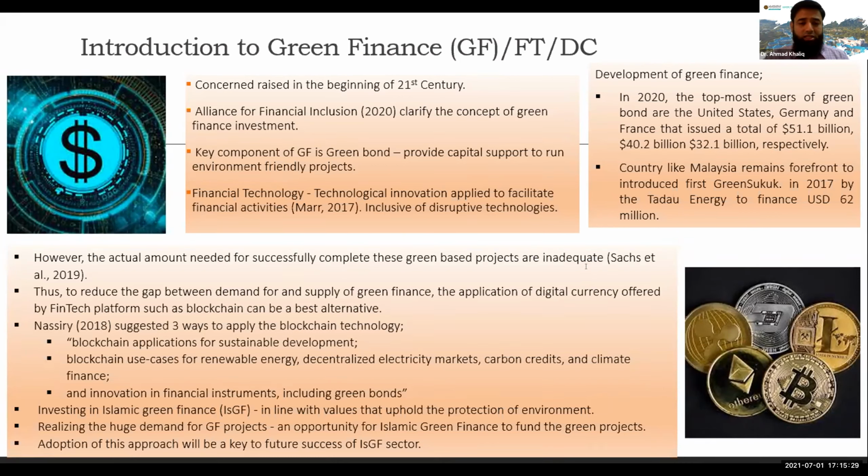With regard to that, there is an important key component of Islamic green finance, for example, the green sukuk, which provides Sharia-compliant investment opportunities for achieving a sustainable environment. In that regard, countries like Malaysia remain at the forefront of all other Islamic countries, introducing the first green sukuk in 2017. For example, it was issued by Taghizadeh-Hesary to finance almost $62 million in various solar energy related projects. In fact, many other countries have issued green sukuk, and the global market cumulative issuance has reached roughly 8.8 billion USD.